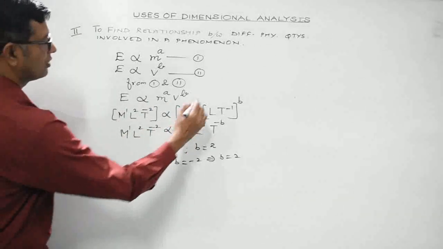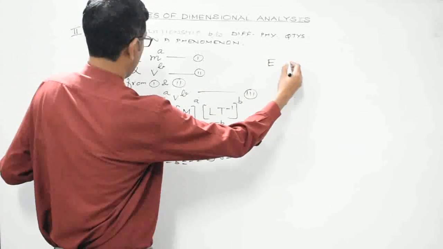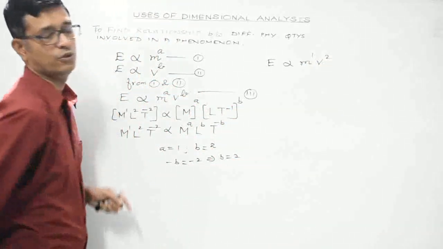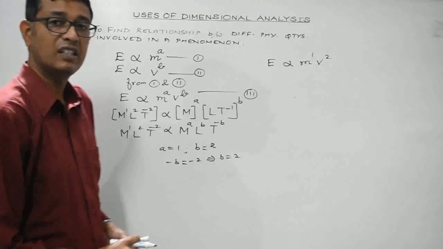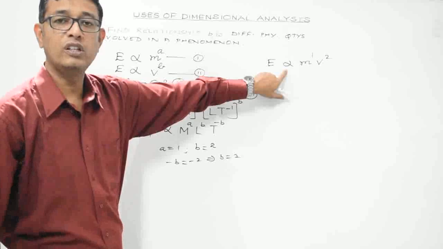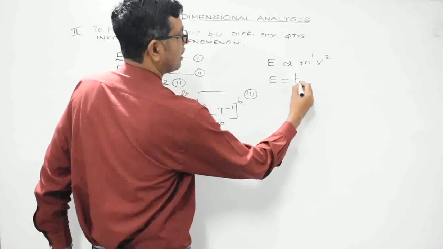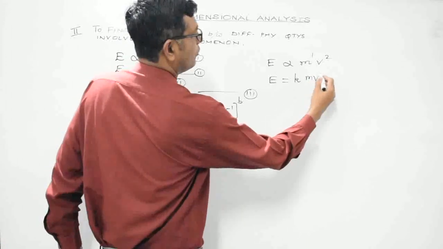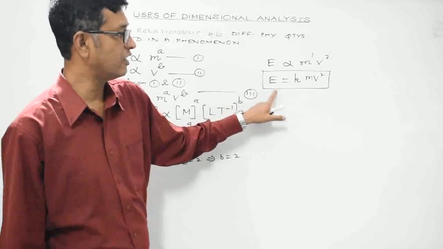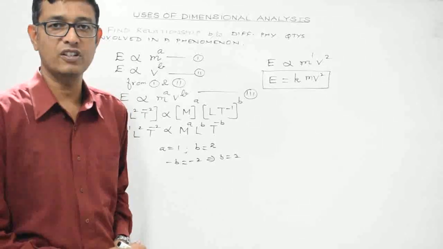Now substitute this value in equation 3. What we get is E is proportional to m to the power 1, v to the power 2. Now as I have stated, in order to eliminate this proportionality sign, we need to introduce some constant. So here, suppose this constant is k, small letter k, m v square. This is the relationship between kinetic energy, mass and velocity of the body under consideration.